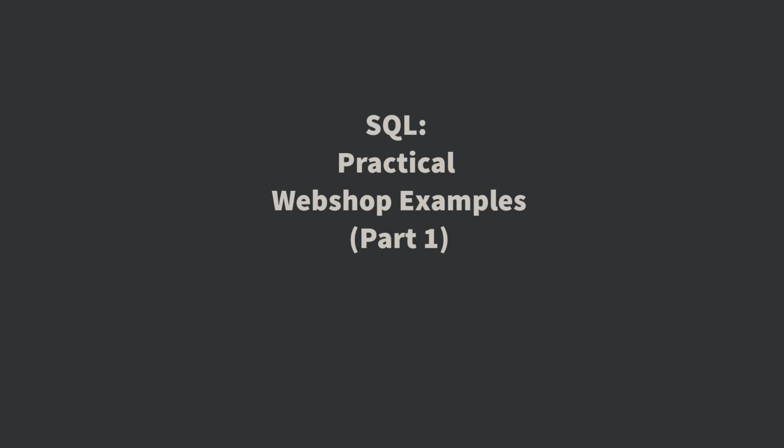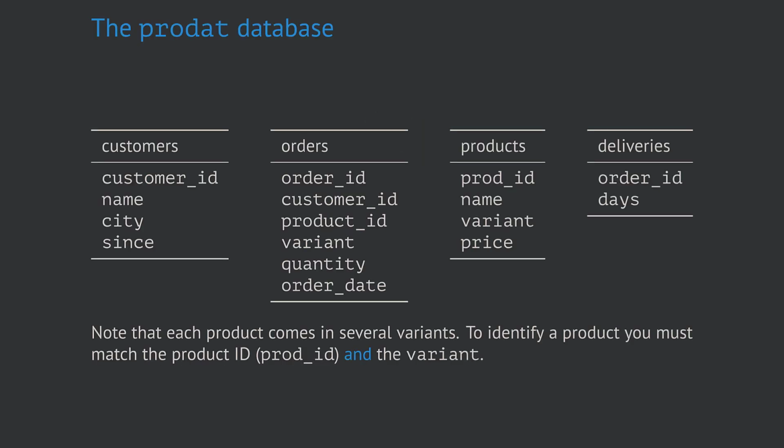My name is Dirk Schiborn, and in this video I want to walk you through a practical example where we create SQL queries on a relational database which could be used in a web shop. The database we use is called product for product data and consists of 4 tables: customers, orders, products, and deliveries.